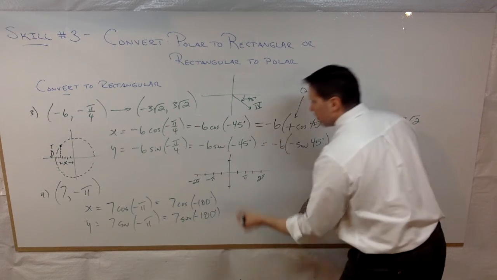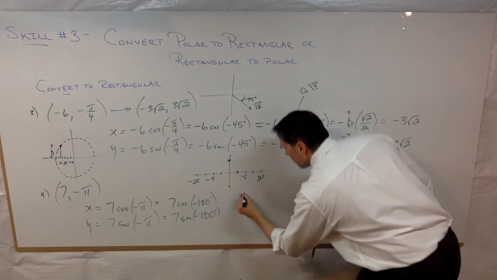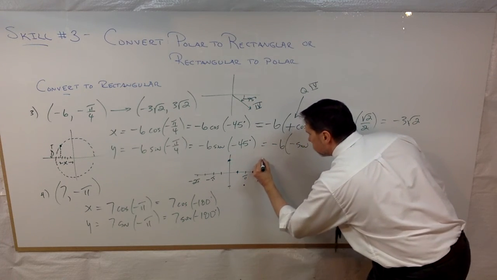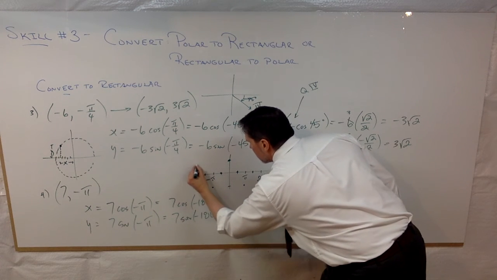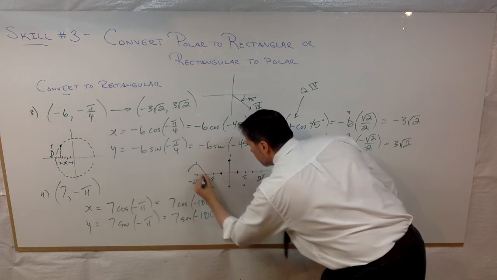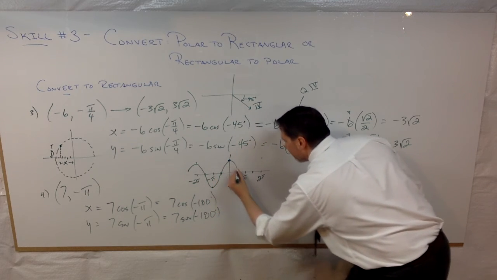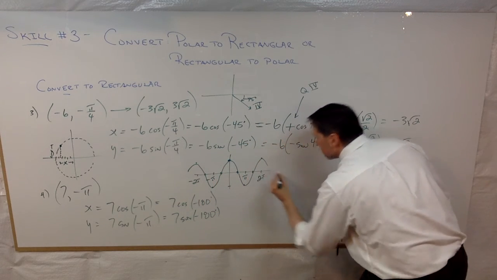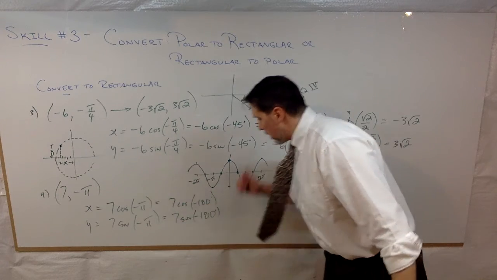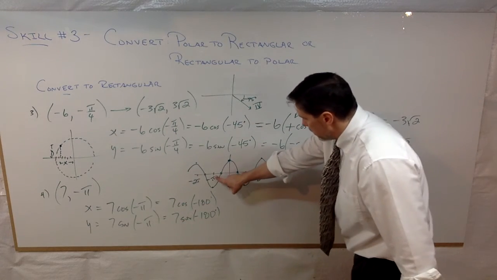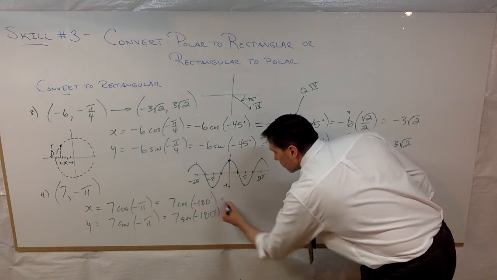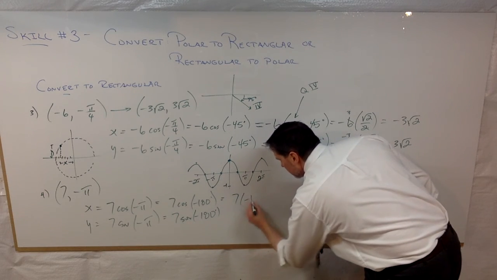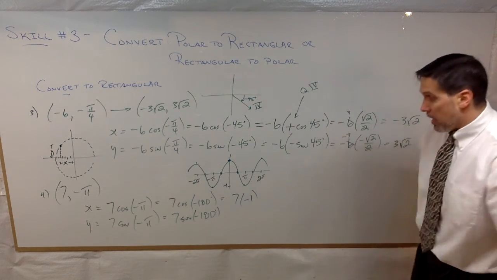So how does cosine work? You know how cosine works. That's not the part of the graph I need. This is what I need. So what's the cosine of negative 180? Well, there's negative pi. It looks to be negative 1. So that's 7 multiplied by negative 1. How about the sine of negative 180?